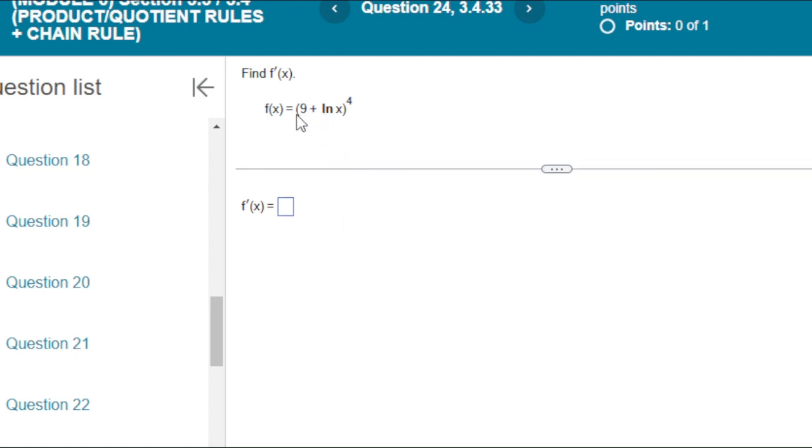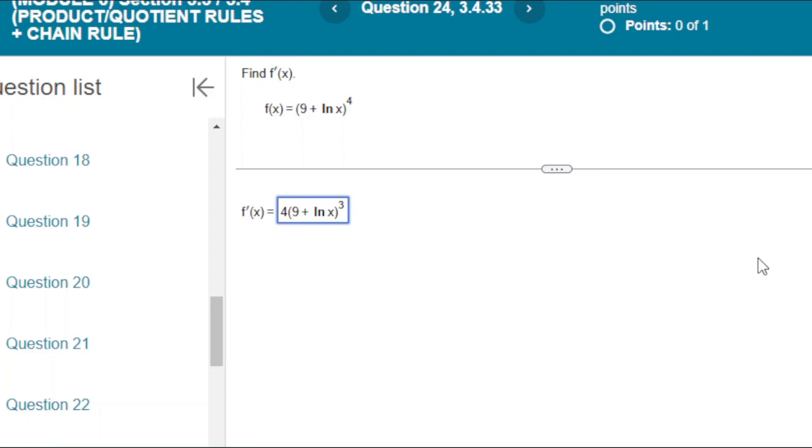Now let's do this one. We have something to the 4th power. So the derivative is going to be 4 times that something to the 3rd power. Okay, so let's put in parentheses here. The something is 9 plus ln of x. By the way, make sure you type the word ln. Don't type in capital I, lowercase n. This is lowercase l, lowercase n.